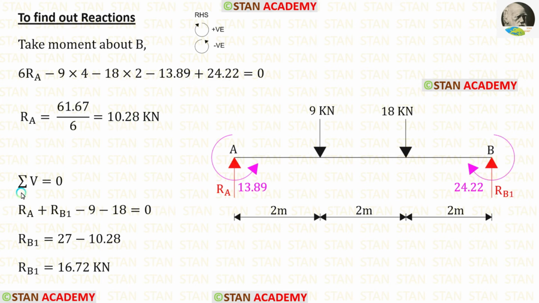Now let us apply the rule sigma V is equal to 0. RA and RB1 are acting upwards, so both of them are positive. These two loads are acting downwards, so both of them are negative. For RA, we can apply 10.28. Finally, for RB1, we are getting 16.72 kN.